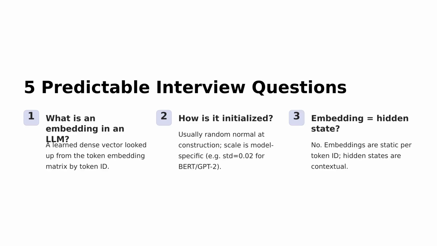Here are 3 predictable interview questions about embeddings. First, what is an embedding in an LLM? It's a learned dense vector retrieved from the token embedding matrix using a token's ID. Second, how is it initialized? Typically with random values at model construction, using a model-specific scale, like a standard deviation of 0.02 in BERT or GPT-2. Third, is an embedding the same as a hidden state? No. Embeddings are static, while hidden states are contextual.